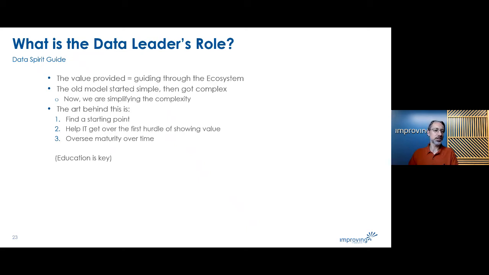The old model started simple and got complex. Today, we are starting with complexity and simplifying it. So there's an art behind this: finding a starting point, a proof of concept, an incremental change, migrating a particular silo of the organization, etc., to help IT get over the first hurdle of showing value to the rest of the organization.